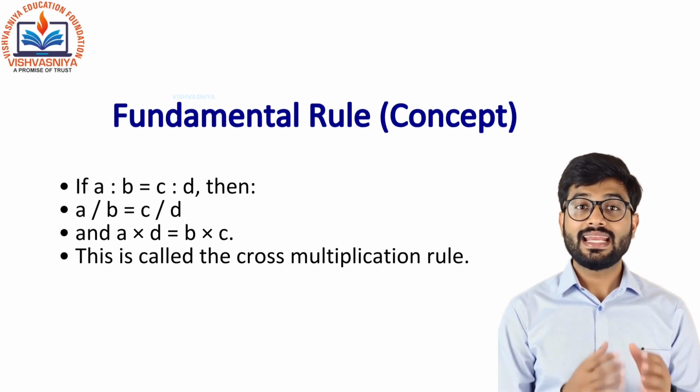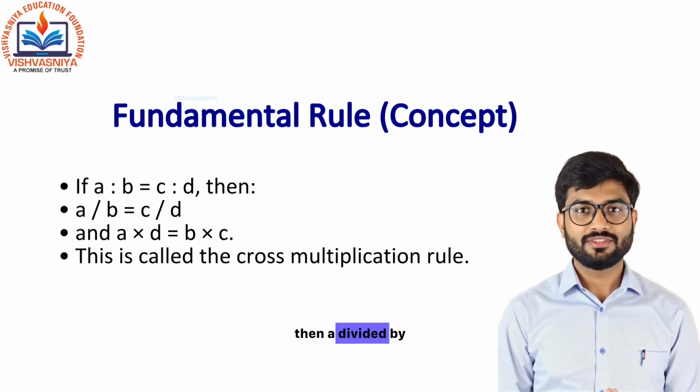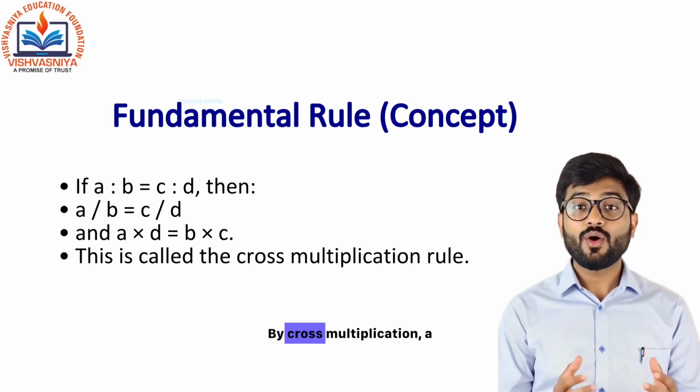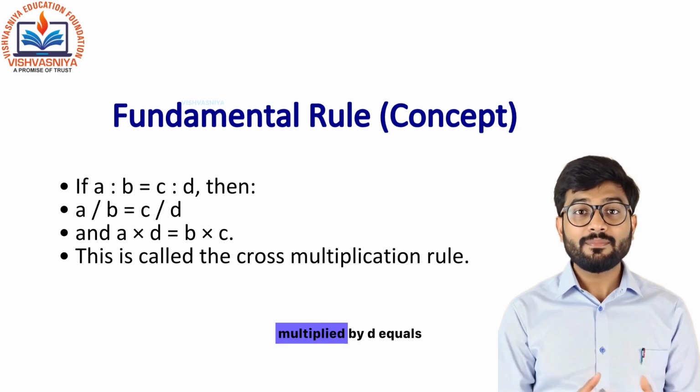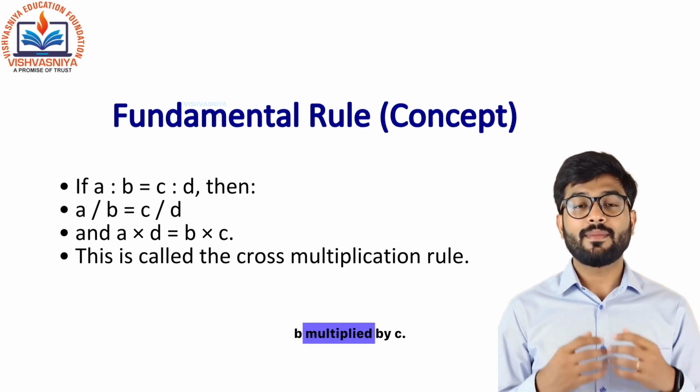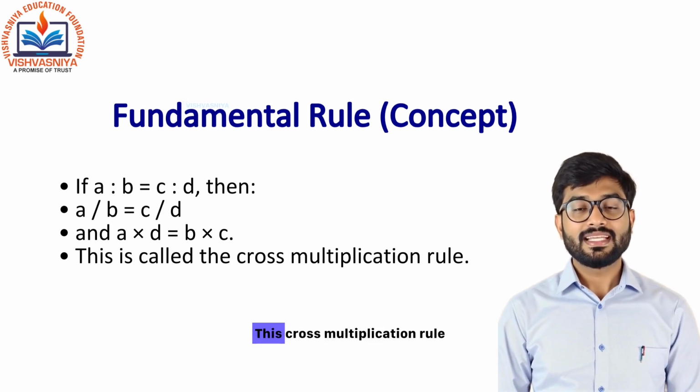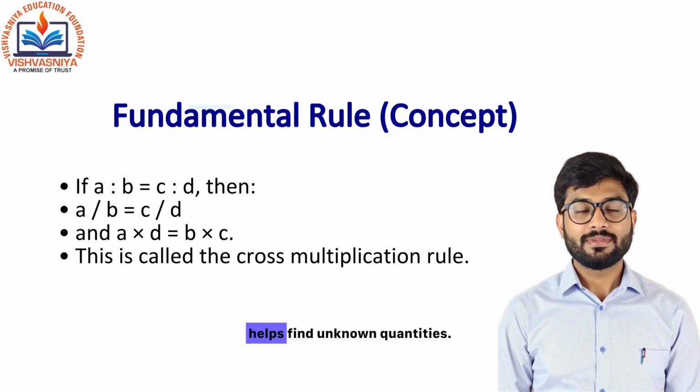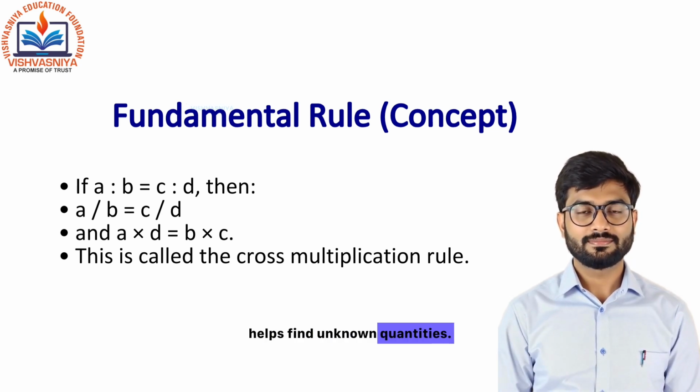If a ratio b equals c ratio d, then a divided by b equals c divided by d. By cross multiplication, a multiplied by d equals b multiplied by c. This cross multiplication rule helps find unknown quantities.